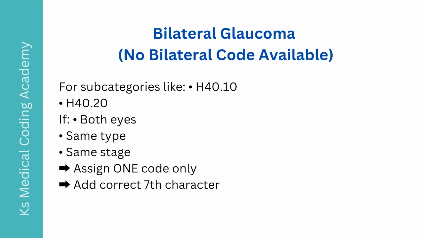Bilateral glaucoma, no bilateral code available. Some subcategories, such as H40.10 and H40.20, do not provide bilateral codes. If both eyes are affected, same type, same stage, then assign one code only, with the appropriate seventh character for stage.